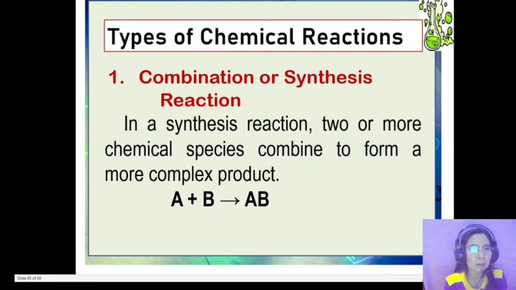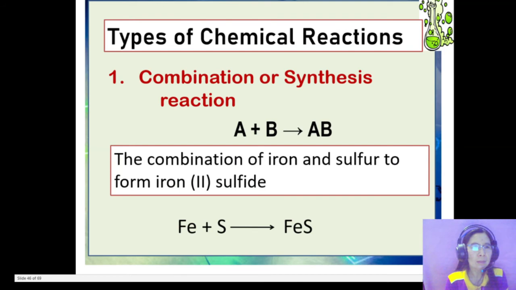Another type of chemical reaction, can you name? Okay. By the way, let's have first a sample for the combination or synthesis reaction. There, we learned that there should be 2 reactants and 1 product. So here we have iron as one of the reactants and S stands for sulfur, another reactant. So 2 reactants forming 1 product. So we have there iron(II) sulfide as the product. 2 becomes 1.